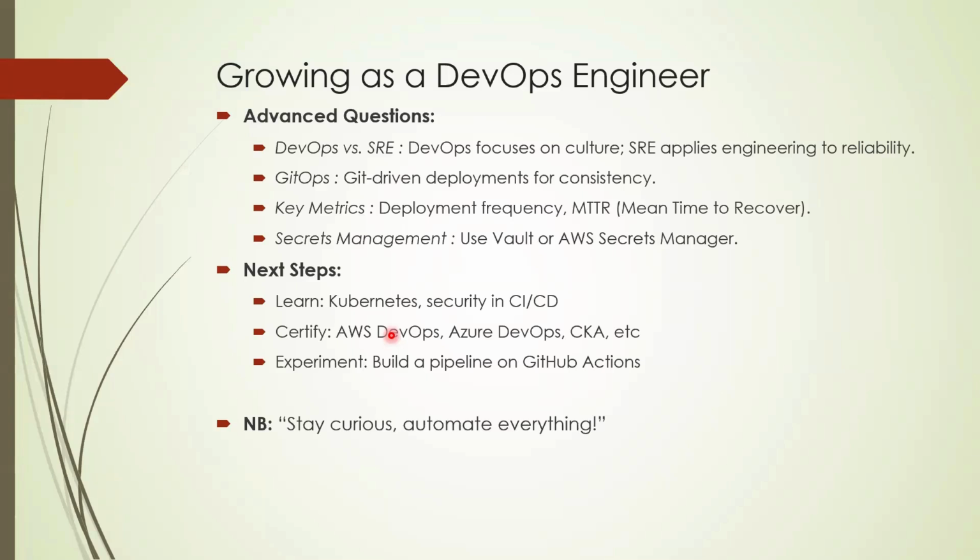Key metrics, like I said: deployment frequency, deployment lead time, mean time to recovery. Then secret management: use HashiCorp Vault, AWS Secrets Manager, Azure Key Vault, and the likes. Next step, learn Kubernetes, security, and CI/CD. I've already talked on that. For a high-performing organization, security must be in your CI/CD. It's not something you should go and learn separately, it's something you would do when you get into the job. Then certifications: sign up, or register, for certifications.